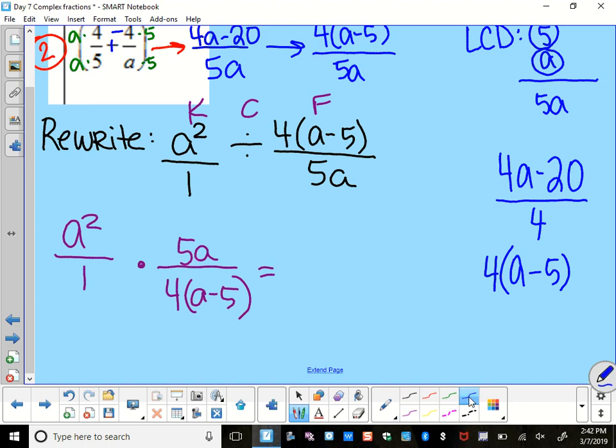And I actually cannot cancel anything out here. So we're left with a squared times 5a. Well, the 5 stays. What's a to the first times a to the second? Think about it, last unit. What'd you say? Yep, a to the third. Those are our exponent rules. When you're multiplying the same base, you add your exponents. And on the bottom, I'm left with 4 times a minus 5.